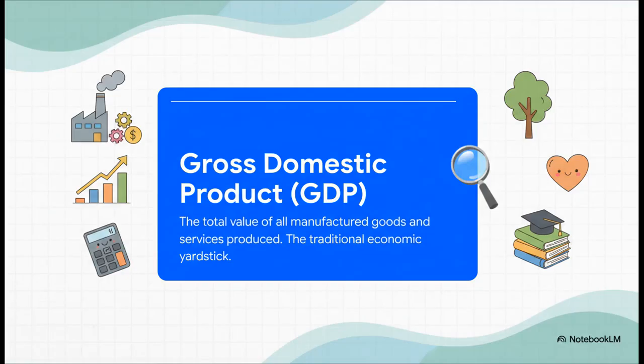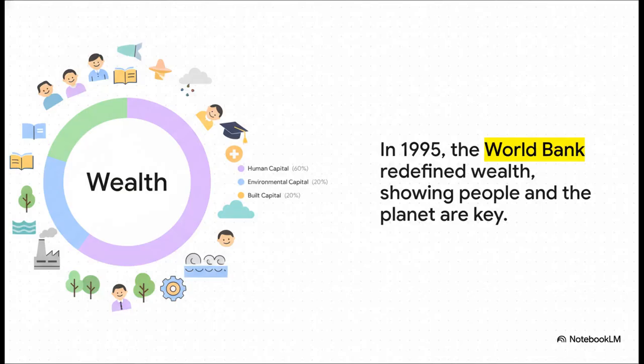And that number was this thing called gross domestic product, or GDP. I'm sure you've heard of it. It's basically the total value of everything a country makes and sells. Simple enough, right? If the GDP is high, the country's doing great. The problem is, that number doesn't tell you anything about clean air, or if people are happy, or if they have good schools.